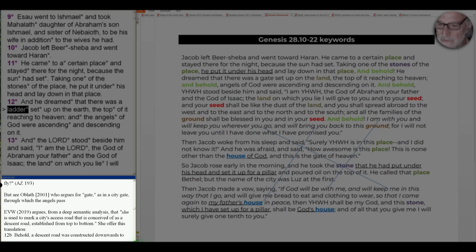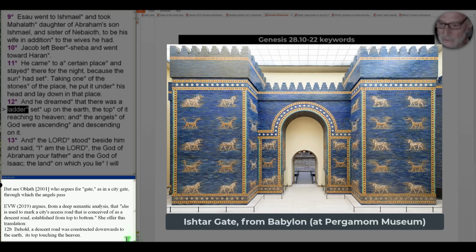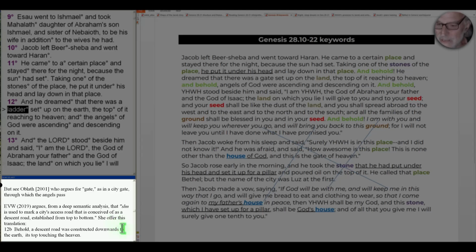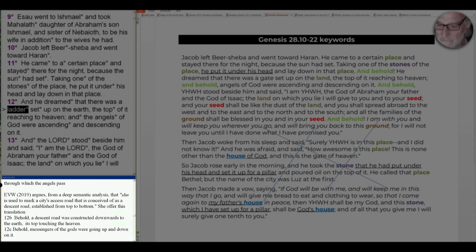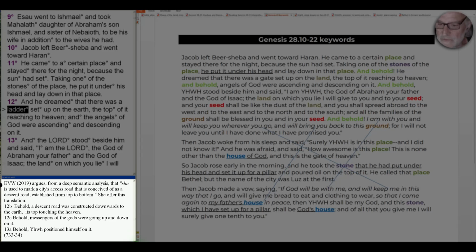But then we have two different views. So Michael Oblath argued over 2 decades ago now for gate, as in a city gate through which the angels pass, and that was a strong argument for a while. But more recently, Ellen van Wolde argues in a deep semantic analysis that the root sulam is used to mark a city's access road, conceived of as a descent road established from top to bottom, and therefore she offers this translation. Behold, a descent road was constructed downward to the earth, its top touching the heaven. Behold, messengers of the gods, Elohim there, were going up and down on it. Behold, Yahweh positioned himself on it.